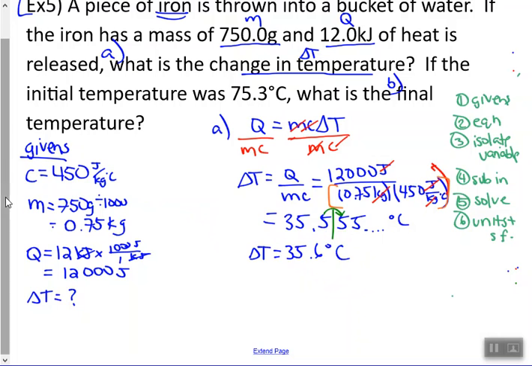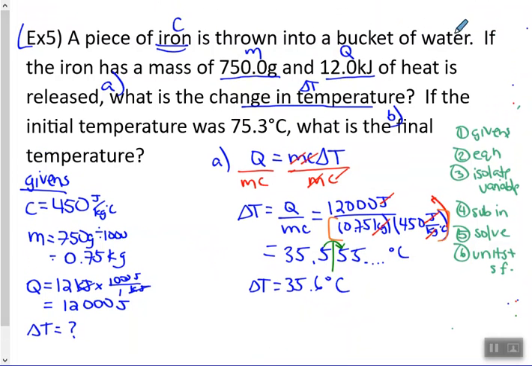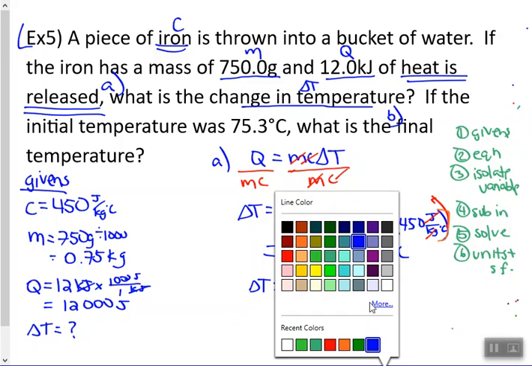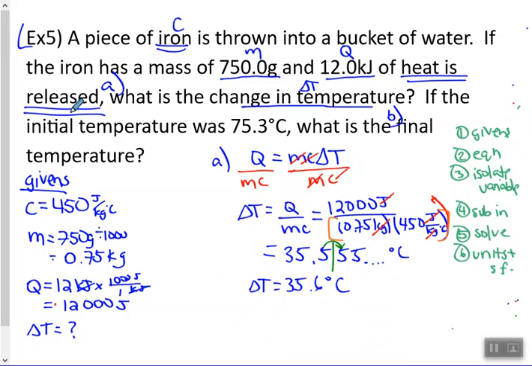Now, there's something in here that we did not really talk about. Heat is released. Now here's the problem. When I say that I have this much heat, 12,000 joules, I am saying that I am gaining that much heat. It is a positive number. Now if heat is being released, that means I should be having negative Q. Heat is being lost. So this is actually a negative number.